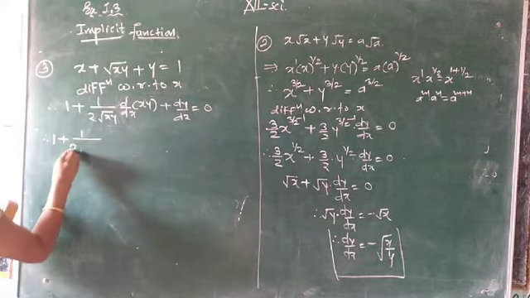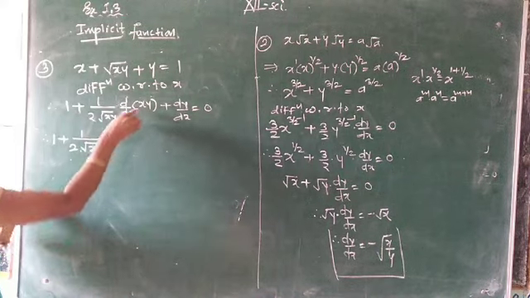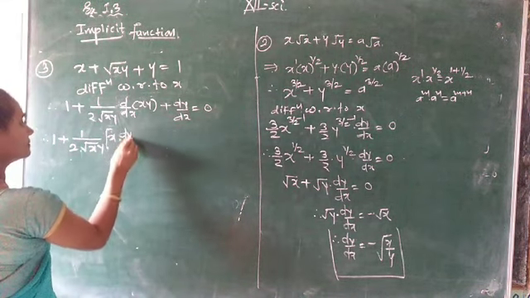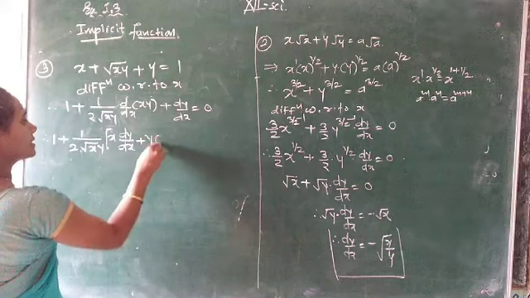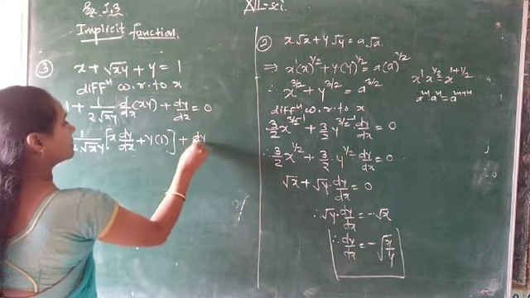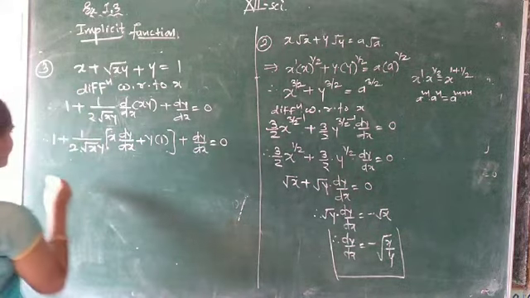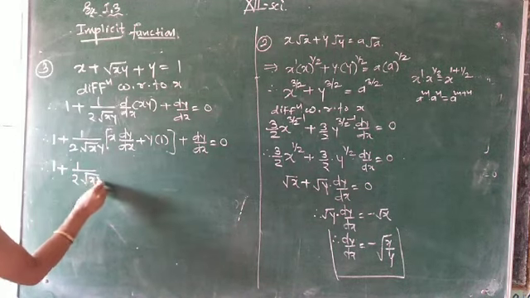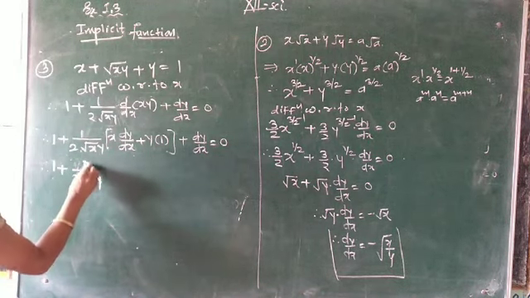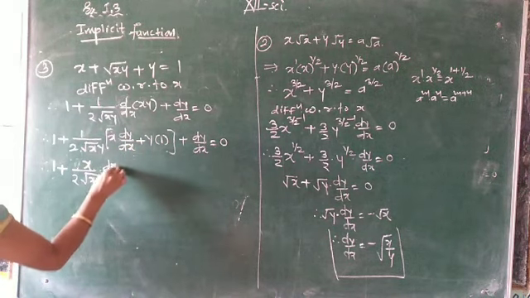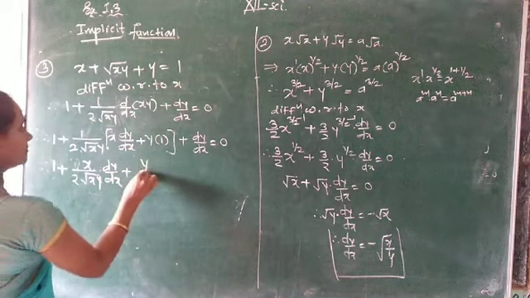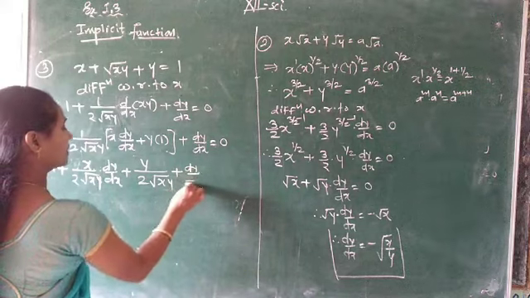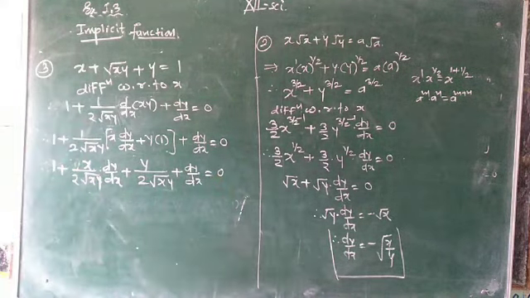1 plus 1 upon 2 root xy into find the derivative of xy by using the product rule. So first x as it is into the derivative of y, dy upon dx, plus y as it is into the derivative of x, which is 1, plus dy upon dx is equal to 0. Now we multiply the 1 upon 2 root xy. So first we multiply this first term: x upon 2 root xy into dy upon dx plus y upon 2 root xy plus dy upon dx is equal to 0.